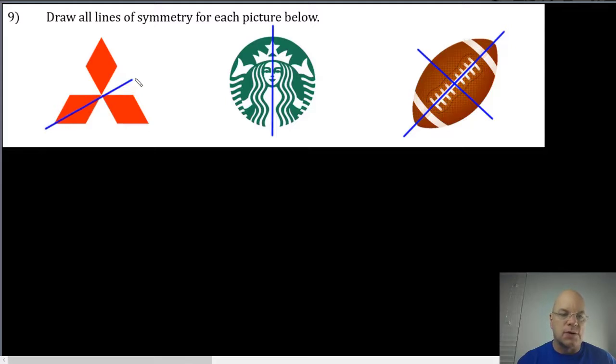If I draw a line of symmetry this way, I could fold it and all the parts of the picture would match up. Also, if I drew one this way, that would work. And if I drew one this way, that would also be a line of symmetry.